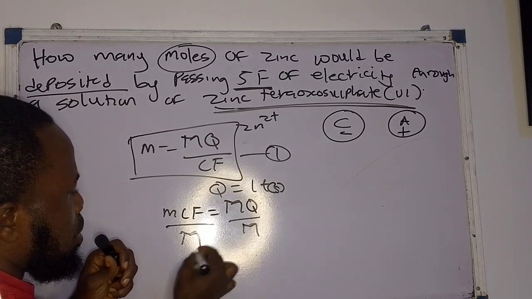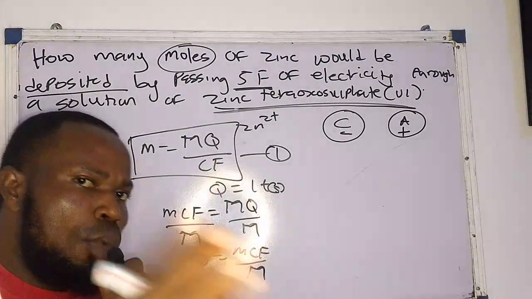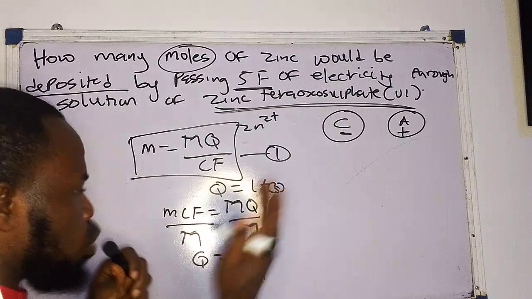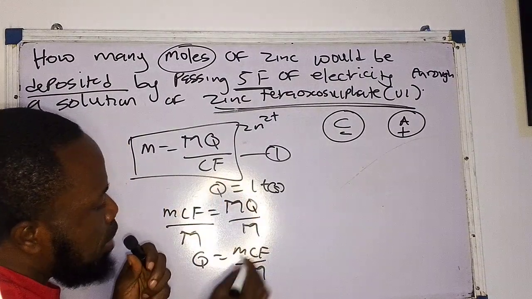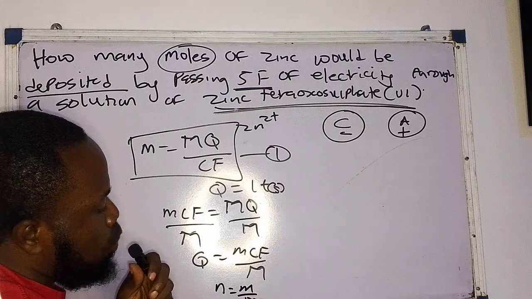Now this cancels this, therefore Q is equal to mcf over M. For those who didn't do chemistry before, please take note: look at mass over molar mass, and you know that number of moles is equal to mass over molar mass.